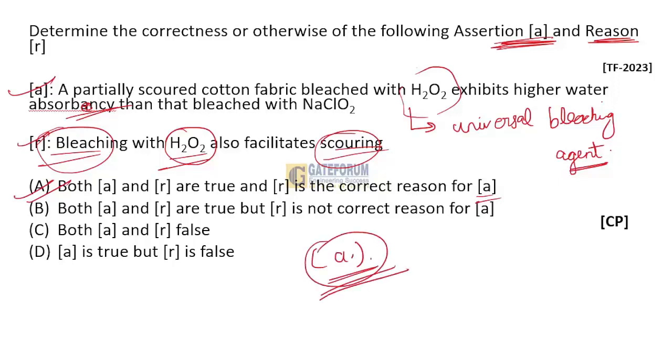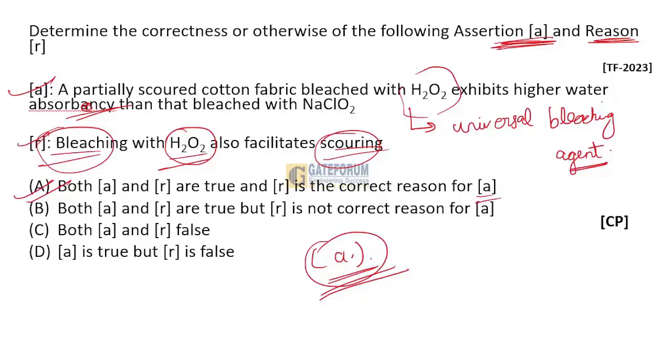I think it is clear and easy. So you have to understand what the different types of bleaching agent are, which is the universal bleaching agent, and what purpose it is used for. Here H2O2 is a universal bleaching agent that facilitates bleaching as well as the scouring action at the same time, so you do not have to do it again and again. And this also exhibits higher absorbency as compared to the other things.